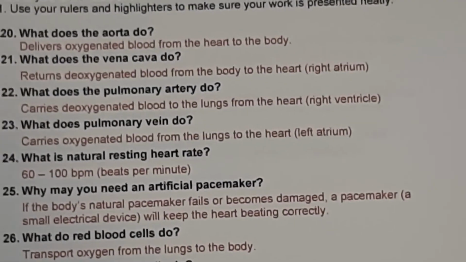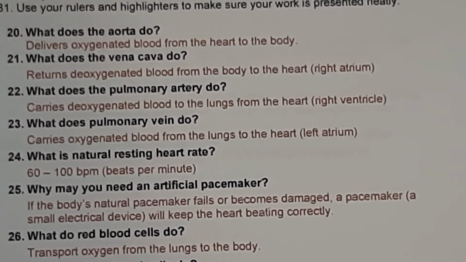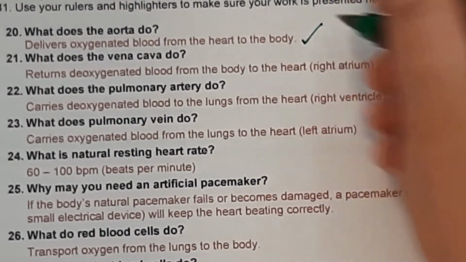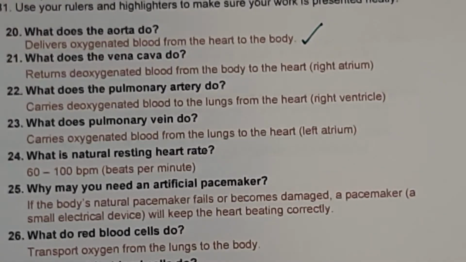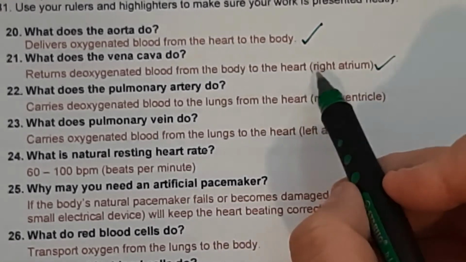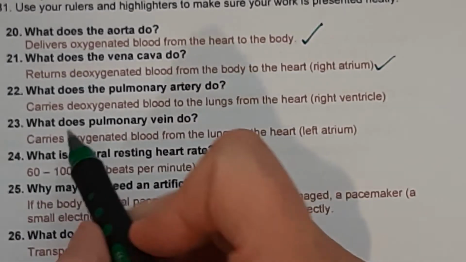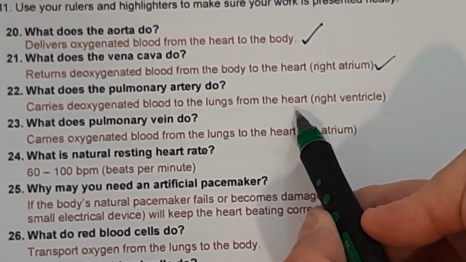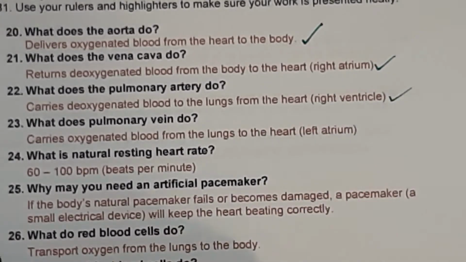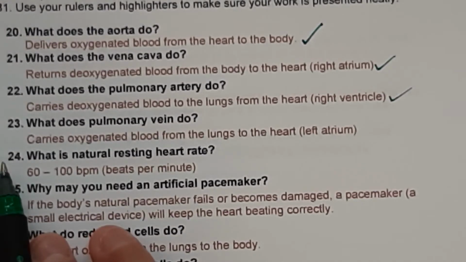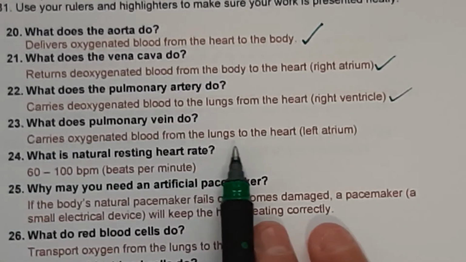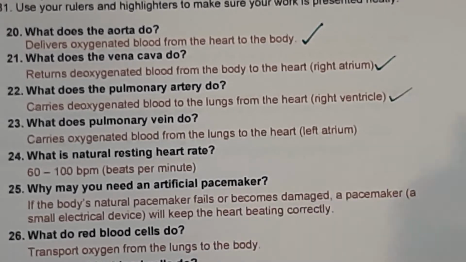Question 20. What does the aorta do? So it delivers oxygenated blood from the heart to the body. What does the vena cava do? It returns deoxygenated blood from the body to the heart into the right atrium. You don't need to put the part about the right atrium to get the mark. What does the pulmonary artery do? Well, it carries deoxygenated blood to the lungs from the heart, from the right ventricle, but you don't need to write that. What does the pulmonary vein do? Well, it carries oxygenated blood from the lungs to the heart, specifically to the left atrium. But you don't need to write that part, that's why it's in brackets.